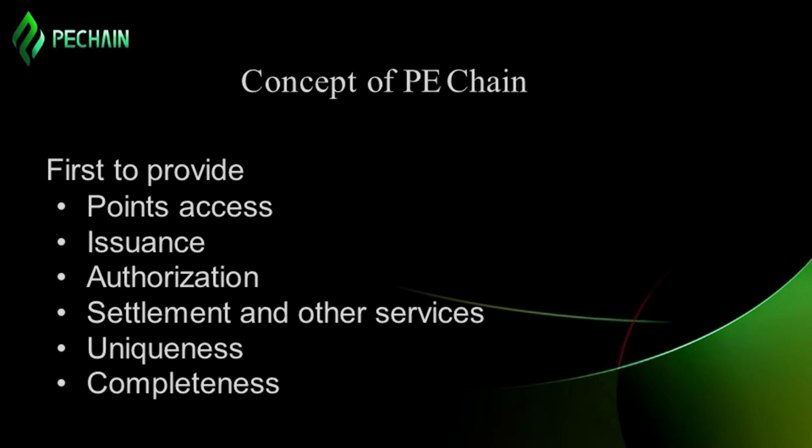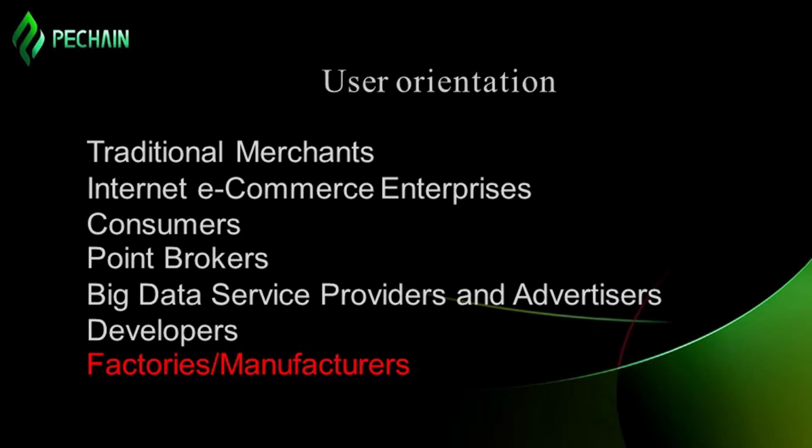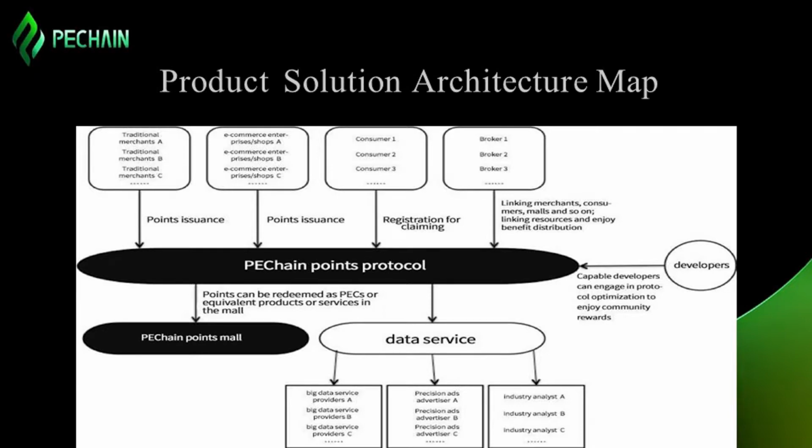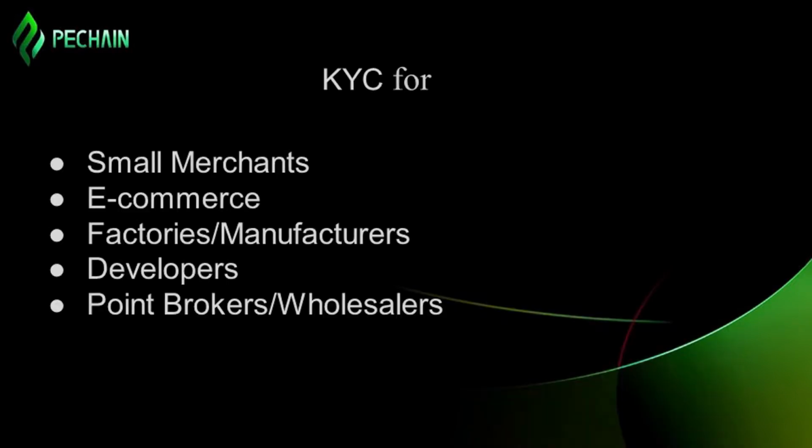It is also very user-friendly, user-oriented. Basically, you can have traditional merchants, e-commerce platforms, consumers, point brokers, as well as big data, SaaS service providers, developers, factories, as well as manufacturers who will be brought into the system as we roll out. So this is a high-level solutions architecture map with all the stakeholders involved. We also provide KYC for all the above stakeholders except consumers.